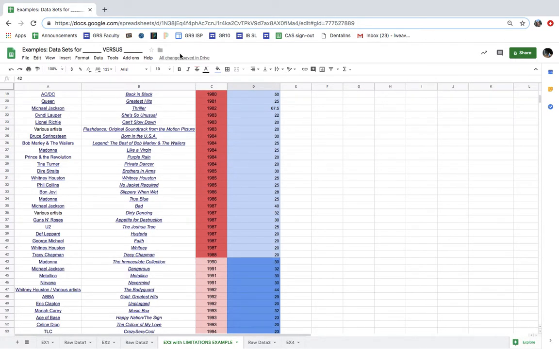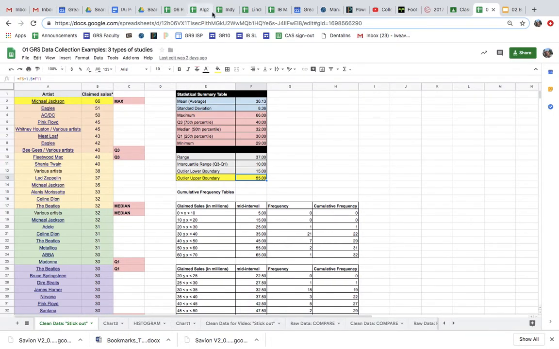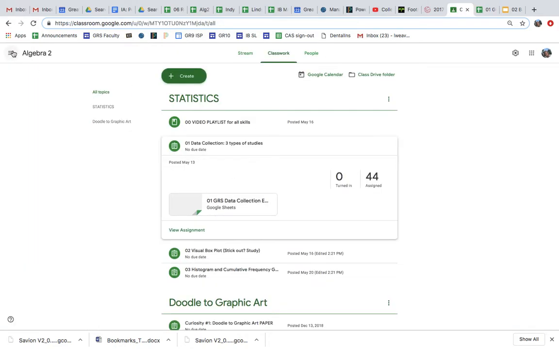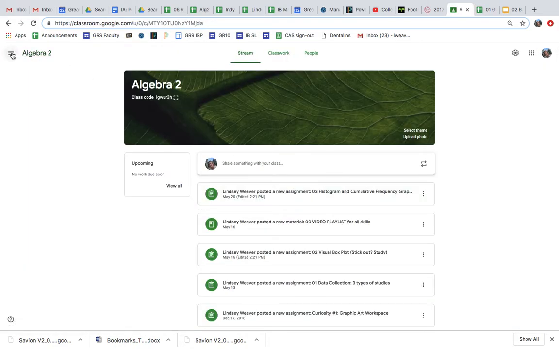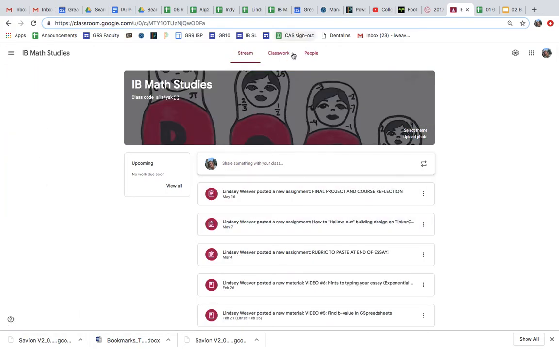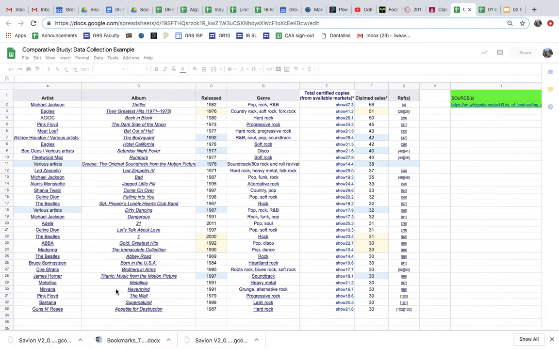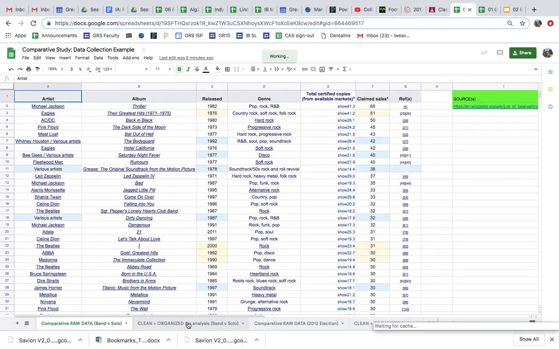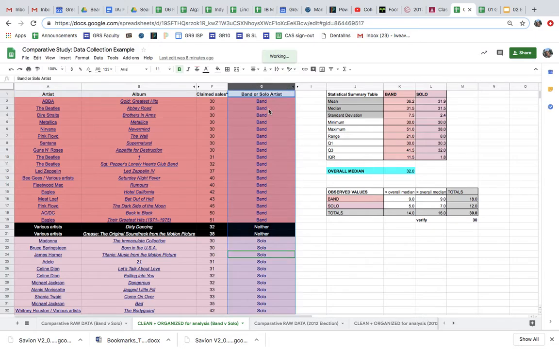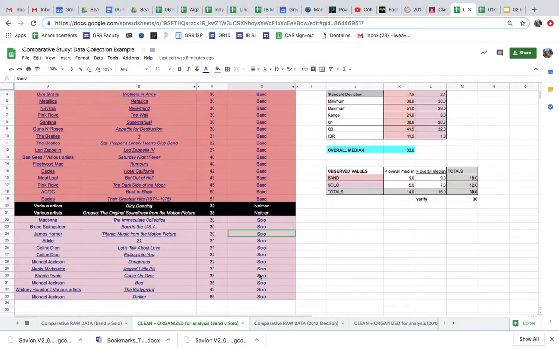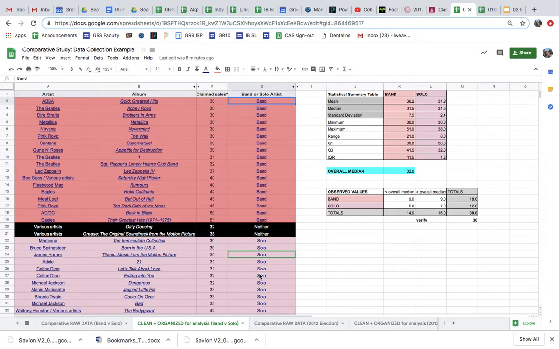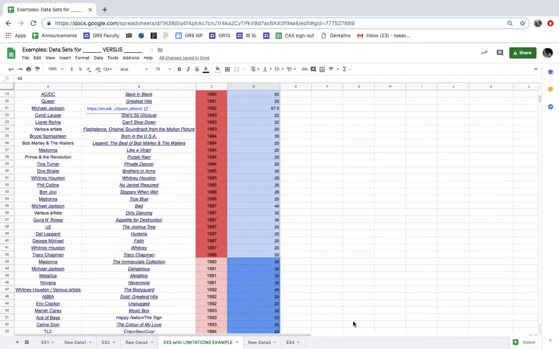I could also recategorize that. I think I have it somewhere here. In IB Math Studies, I organize it a different way. We actually decided not to organize it by year, but to organize it by whether or not the artist was a band or a solo artist. So here is our raw data, and then we added a column to the right, and we categorized these by whether it was a band or a solo artist, and asked the question, to what extent do bands outperform solo artists? So if you wanted to look at music, that's a comparative study that you could do.